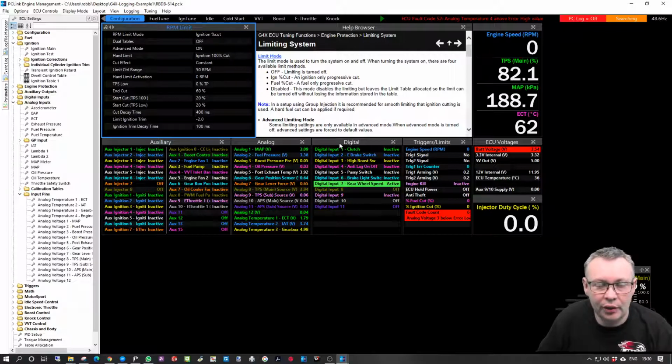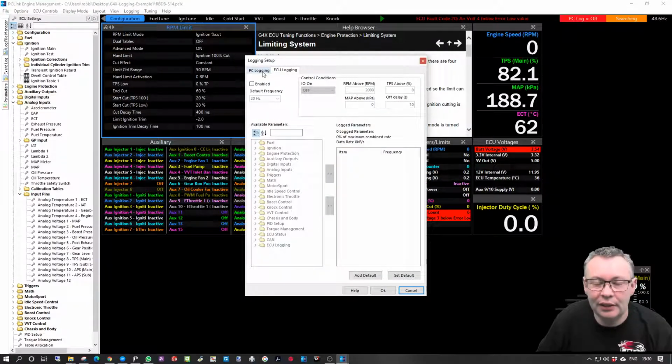There are two tabs, and you're going to set up data logging. There's going to be a tab for PC logging and ECU logging. Today we're only interested in ECU logging. At a later stage, when we do some dyno sessions, we'll show you the PC logging. But we want to turn on ECU logging.